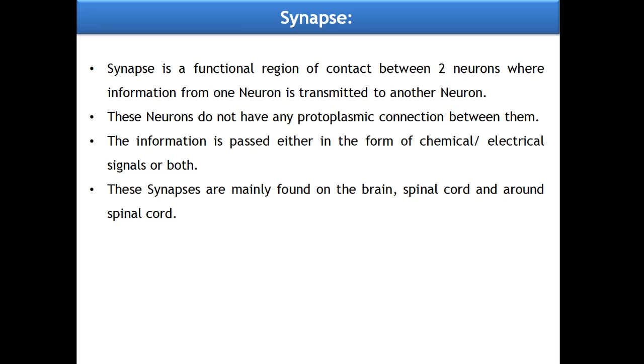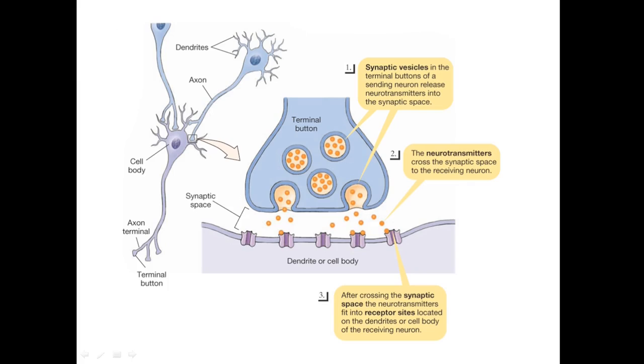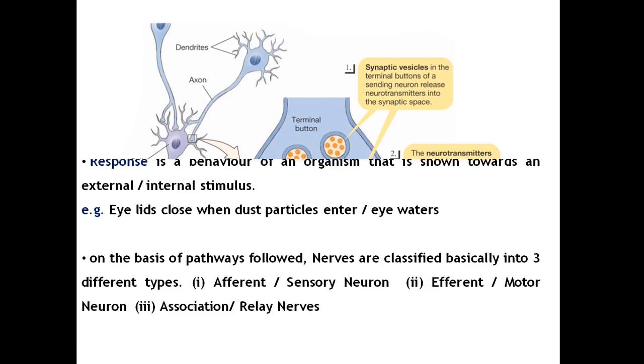Through these, there are regions of minute gaps, and neurons do not have any protoplasmic connection between them. But the information is passed from one neuron to another through these gaps either in the form of chemical or electrical signals or both. These synapses are mainly found in the brain, spinal cord and around the spinal cord. Beyond these areas, the axon carries the signals to respective areas in our body.